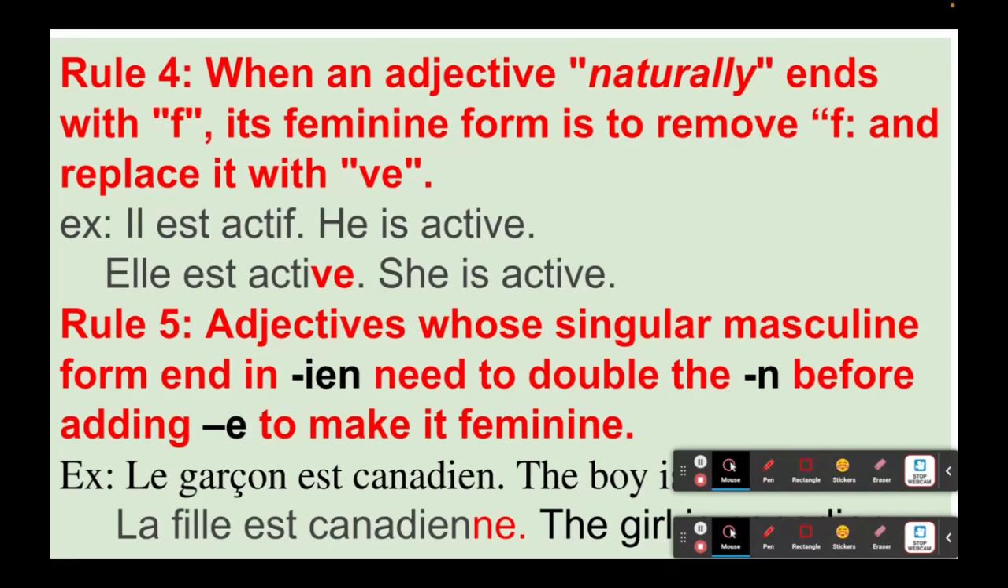Rule number five, if the adjective ends with an IEN, you're going to have to double the N. And then for the feminine form, you're going to have to add another N and an E. So add an E if the adjective ends with an IEN.